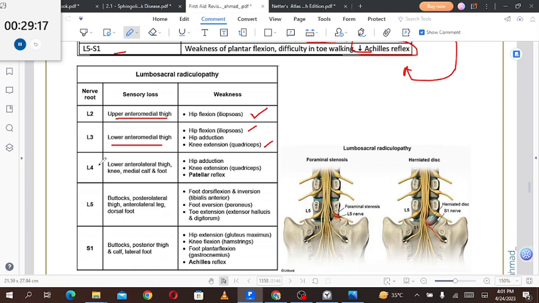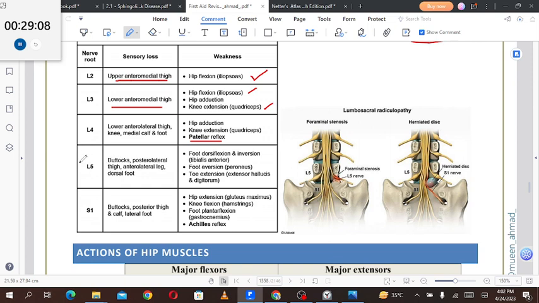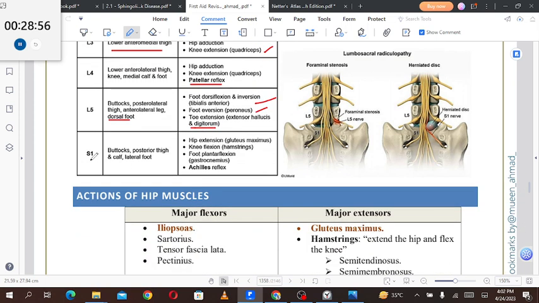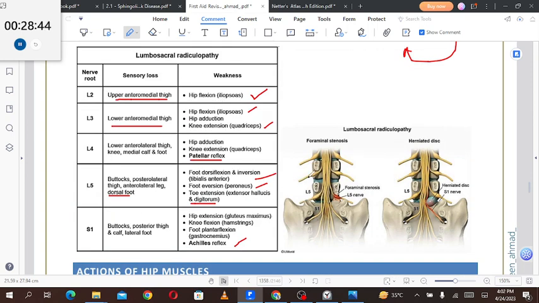If the L4 nerve root is involved, sensory loss will be in the lower anterolateral thigh, knee, middle calf, and foot, with weakness of hip adduction and knee extension, quadriceps, and the patellar reflex will be lost. L5: buttocks, posterior lateral thigh, anterior lateral leg and dorsal foot; foot dorsiflexion and inversion, tibialis anterior; foot eversion, peroneus; and toe extension, extensor hallucis and digitorum. S1: buttock, posterior thigh and calf and lateral foot; hip extension, gluteus maximus; knee flexion, hamstrings; foot plantar flexion, gastrocnemius; and Achilles reflex. This is a very dry table, dry like a bone.